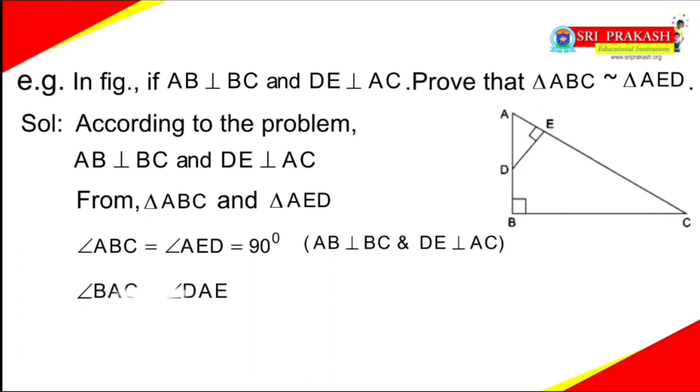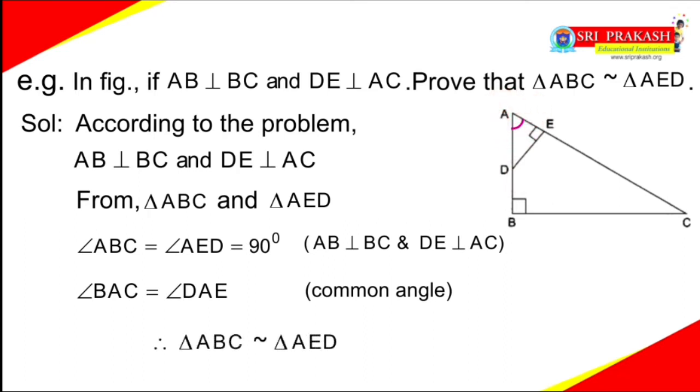Next, angle BAC is equal to angle DAE, since it is the common angle for the two triangles ABC and AED. Therefore, triangle ABC is similar to triangle AED by AA criteria. Hence, it is proved.